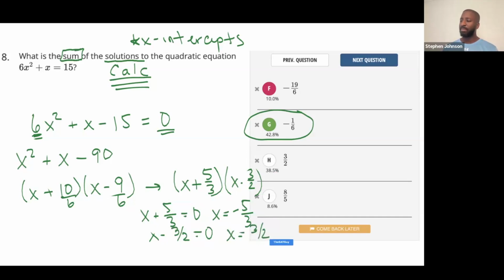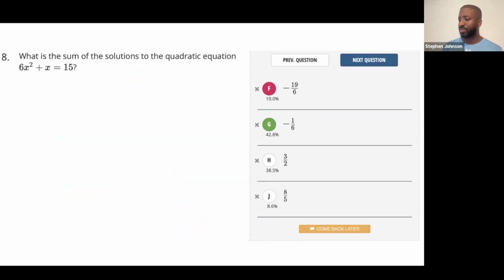So if we want to take the sum of those things, I'm going to just give some space here. Negative 5/3 plus 3/2. I want to have a common denominator. Honestly, again, you can just throw this into a calculator, get a decimal answer, and then see which decimal matches the fraction answer to the right. So we could just go straight calculator here as well.